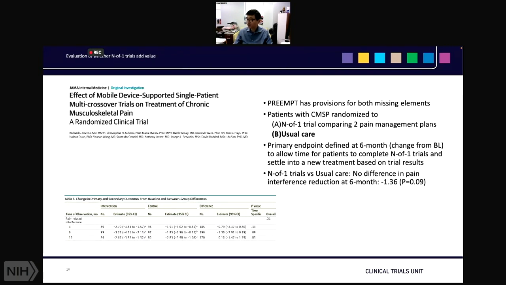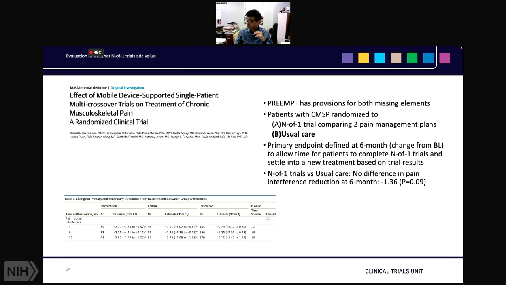And then at the end of the trial, we just compare outcomes in the N-of-1 trials versus usual care. And you can see from the table that, as it turns out, there is no statistical significance between the two arms, meaning that there's no evidence that N-of-1 trials add quality in terms of treatment decision compared to usual care, which basically is that you go to the clinic and let the treating team give you a pain management plan.